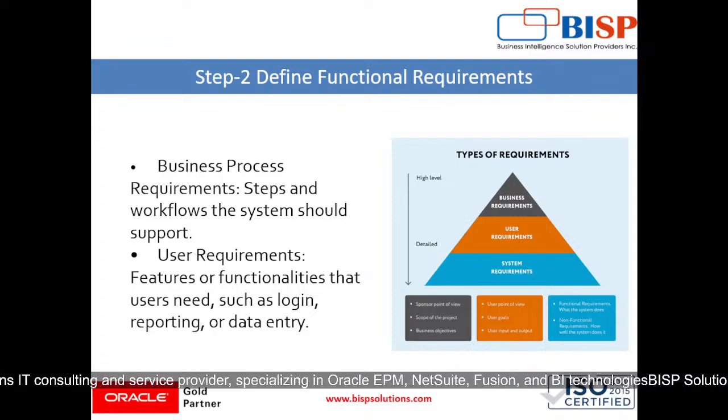Functional requirements specify what the system should do and include business process requirements, where steps and workflows the system should support. User requirements, features or functionalities that users need such as login, reporting or data entry. System behavior, which means expected system responses to specific inputs or events. For example, the system must allow users to create and edit invoices which are made in NetSuite. The system should generate monthly financial reports in PDF format automatically.